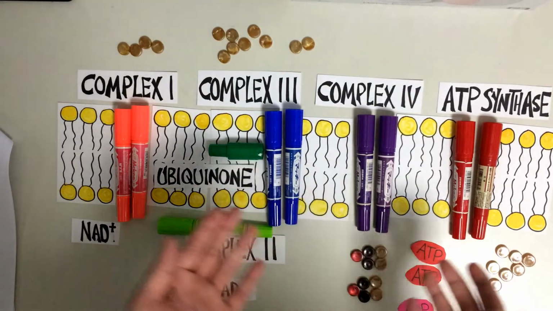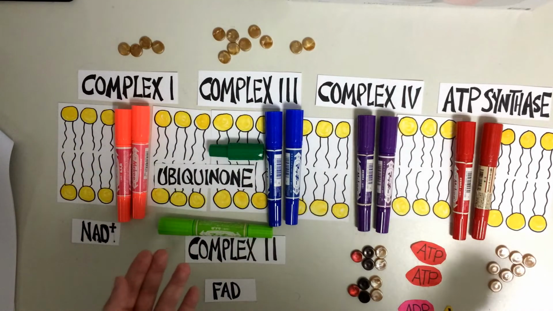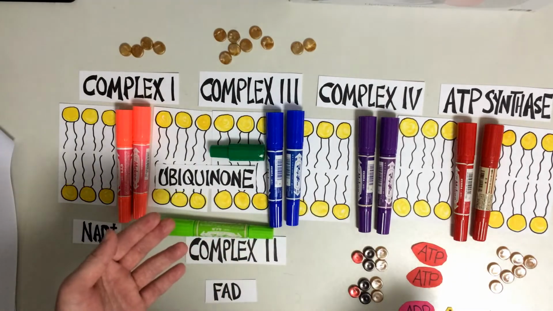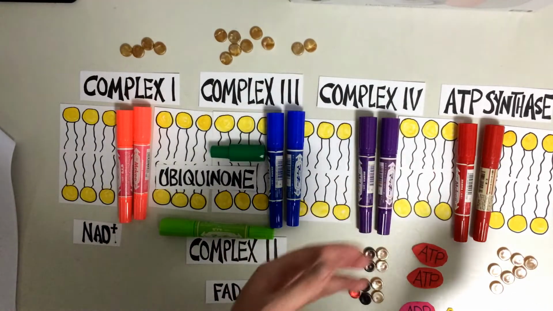And that is how ATP is synthesized from the protein pumps and the ETC during the process of oxidative phosphorylation with the aid of chemiosmosis.